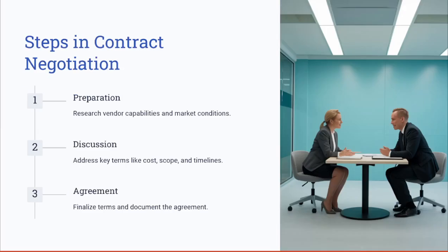Now let's see the steps in contract negotiation, how to negotiate. Effective contract negotiation follows a structured process. Preparation involves understanding the vendor strength and market rates. In discussion, you address the key terms like the cost, scope, and timelines. And the agreement finalizes the terms and documents the agreement.